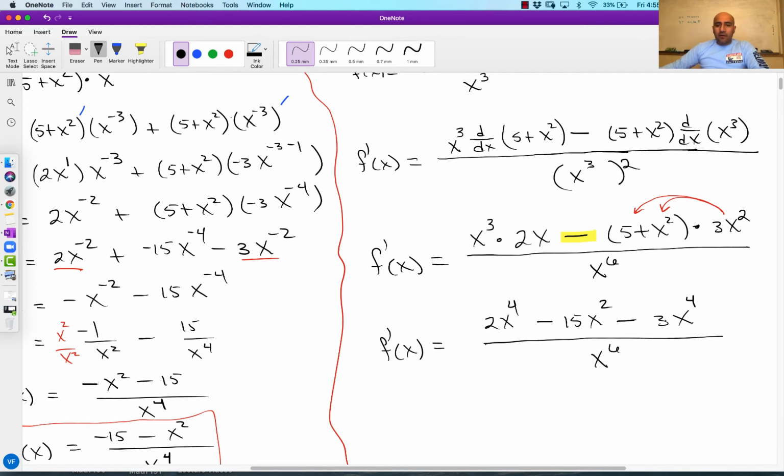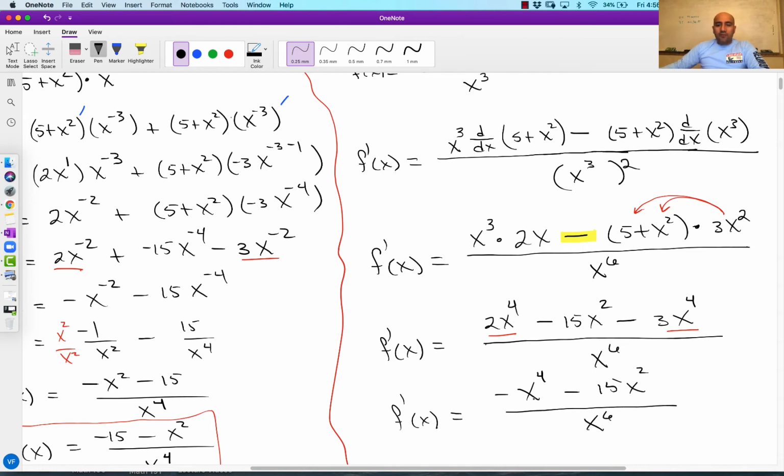Okay, and now combining these two, this and this get to combine. 2 minus 3 gives you minus 1. So you get f prime of x equals minus x to the power of 4 minus 15x squared all over x to the sixth power.